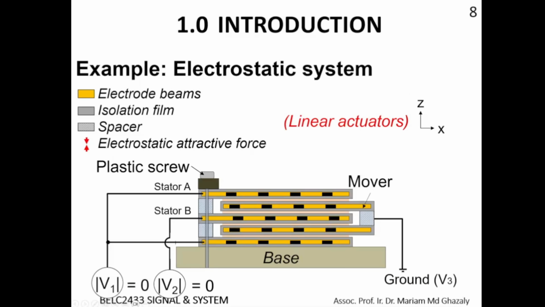So let's see an example here. You have two layers of electrostatic actuator. This is the base, fixed. The one that you see is fixed, the base is this layer: 1, 2, 3.